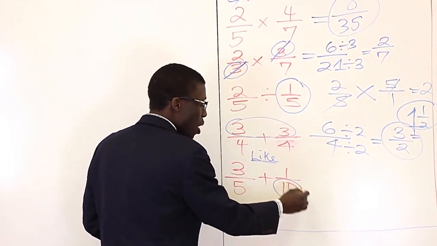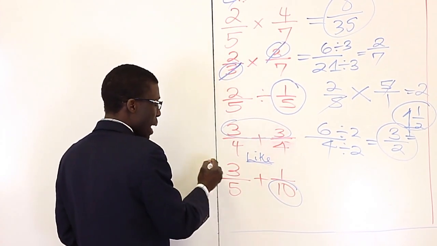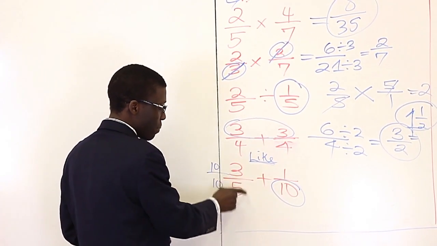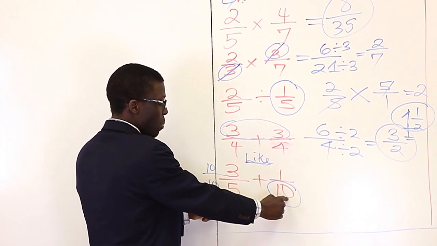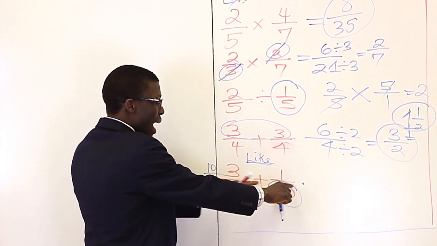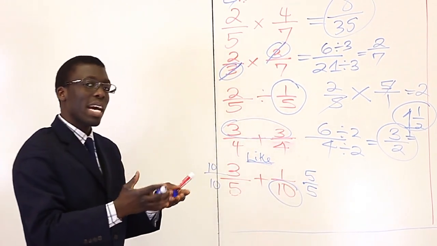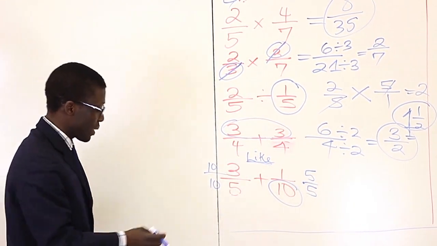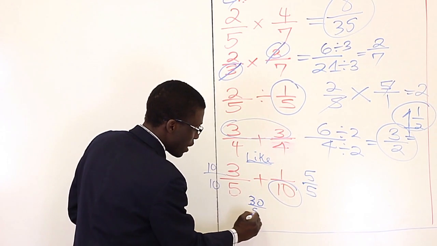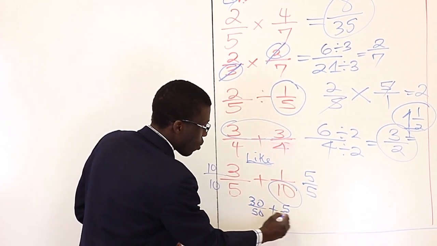If I take the denominator of the one on the right and multiply both the top and the bottom of the one on the left by that number, and if I take the one on the right and multiply by the denominator of the one on the left, I will get a common denominator. That's going to become 30 over 50 plus 5 over 50.